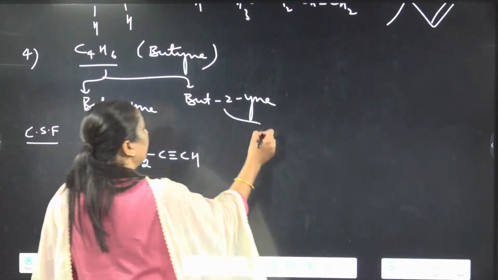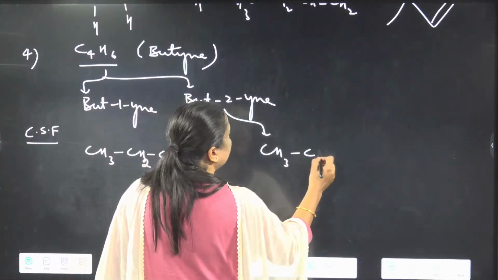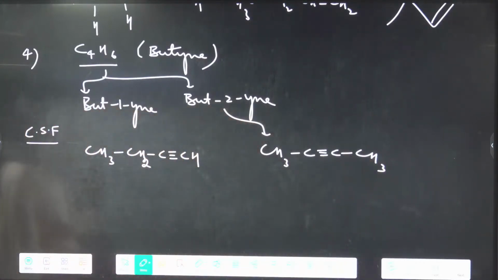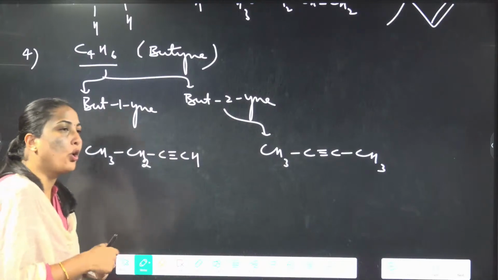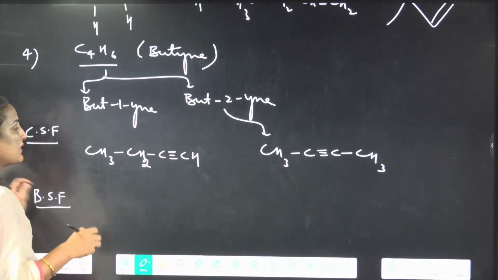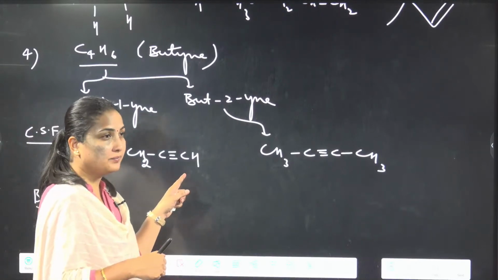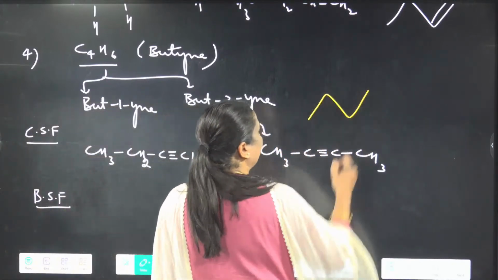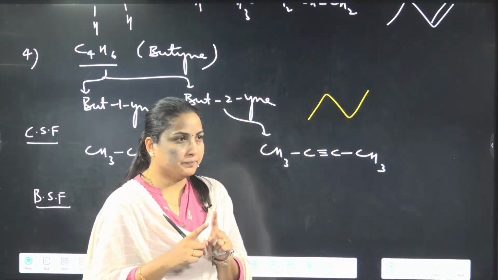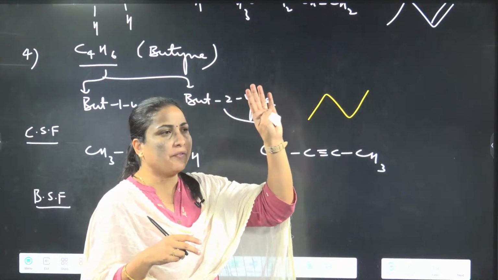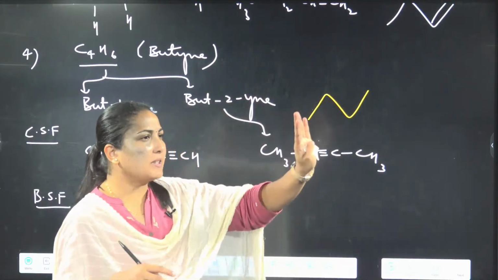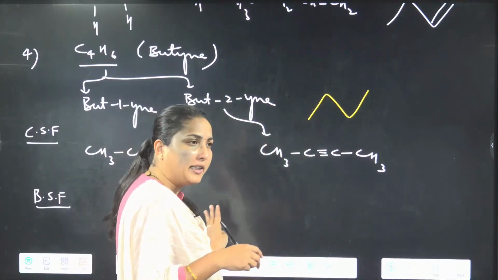In this case, it is going to be CH3, C triple bond C, CH3. It is but-2-yne. Now, when you draw its bond line structural formula, you must understand this is 180 degrees. And when we are drawing the zigzag, it is telling you that tetrahedral is 109.5 degrees. Approximately, if I take that as 110 for simplicity's sake, for comparison, you are having 180 degrees here.